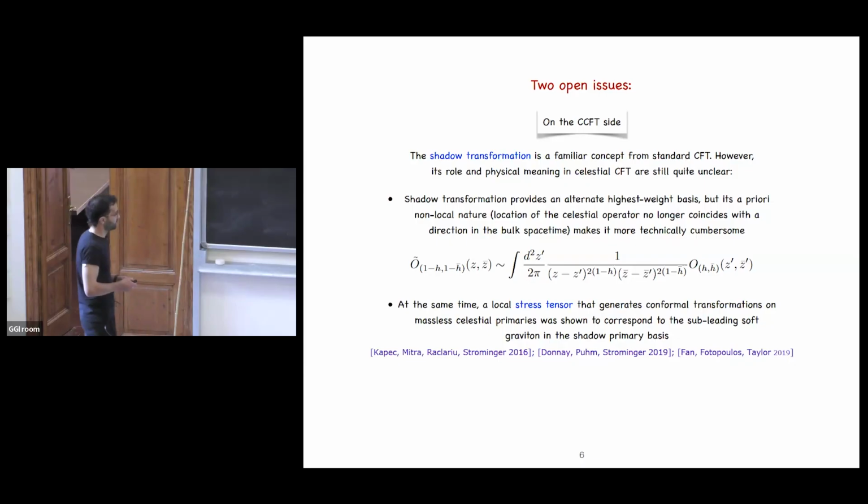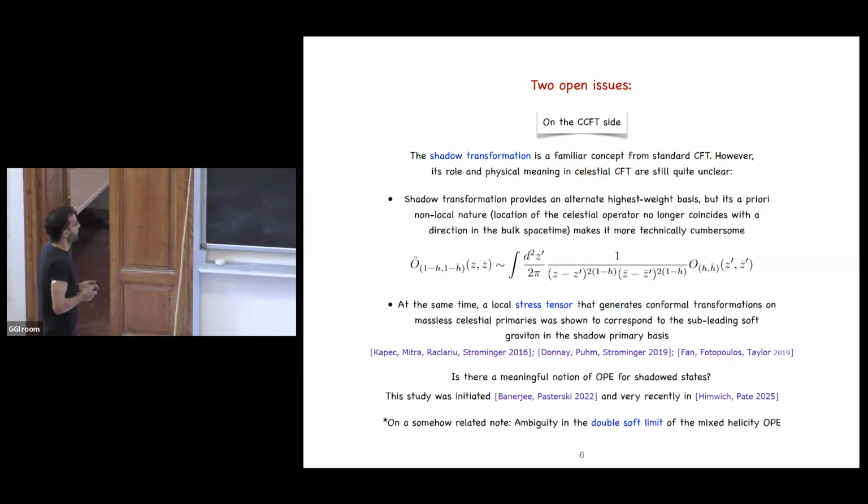And it has been shown in these papers that it actually has a local action in the OPE. So there is clearly an important role played by these shadow transforms. And the question is, is there a meaningful notion of OPE for the shadow states, due to the fact that we lose the concept of coincident collinear limit? So is there a meaningful notion of OPE for these states?